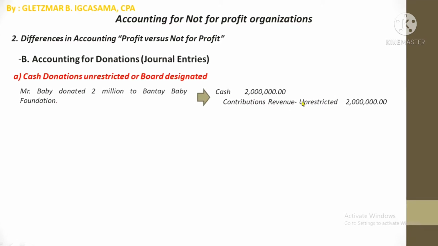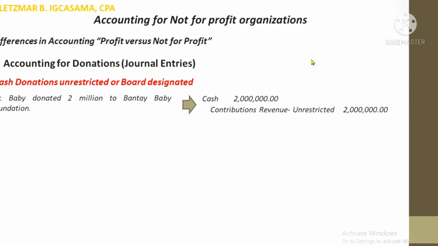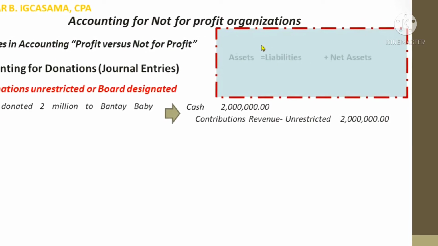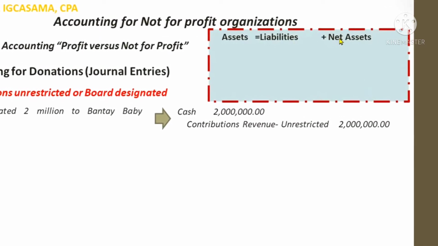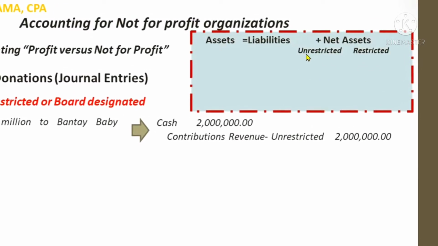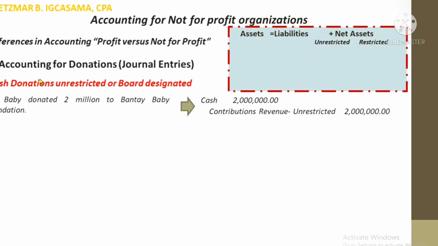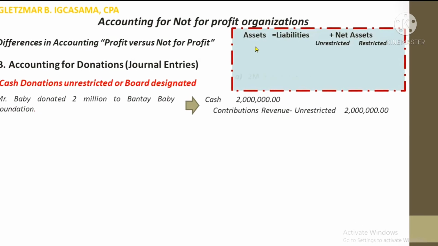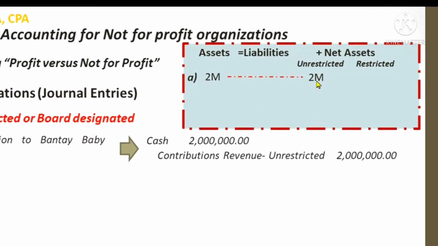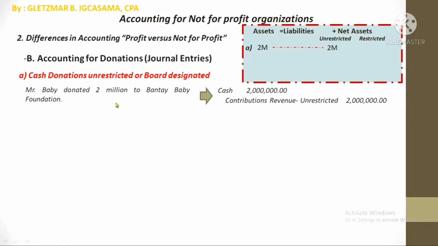Now, if you want to visualize how it affects the accounting equation, I have prepared here the accounting equation applicable for NPOs. So we have here assets equals liabilities plus net assets. But the net assets here is subdivided into two: the unrestricted and the restricted net assets. So in this donation, letter A, the assets is increased and the net assets unrestricted is also increased. No need to explain further. So that's it for undesignated or board designated donations.